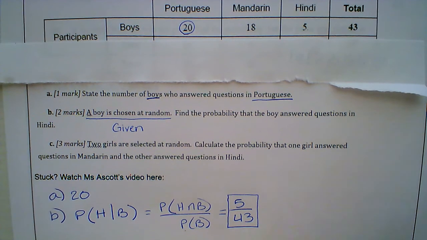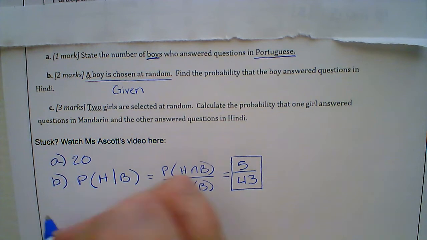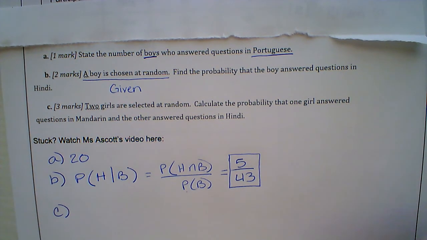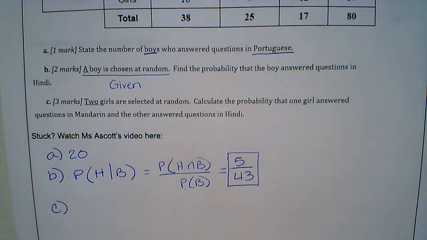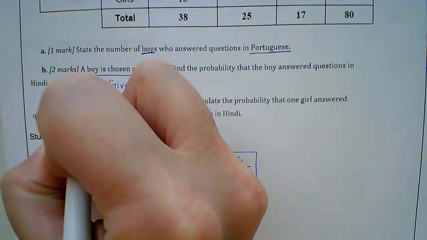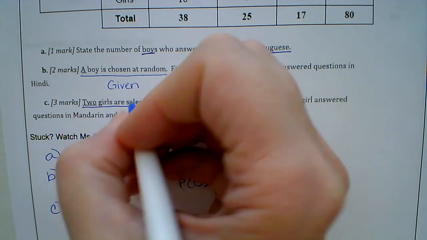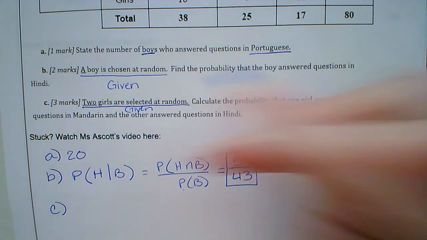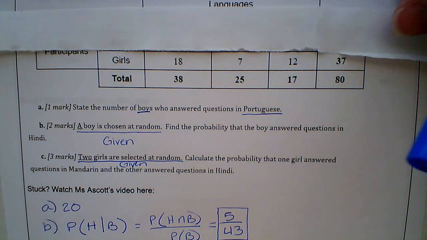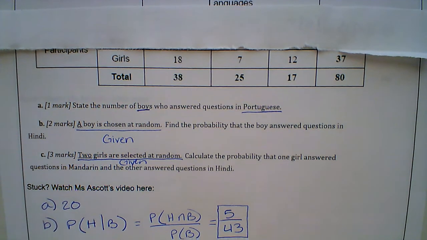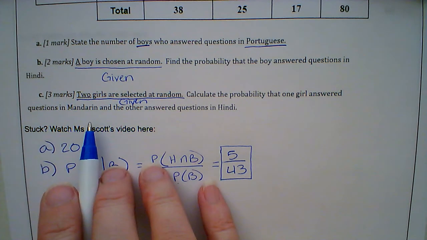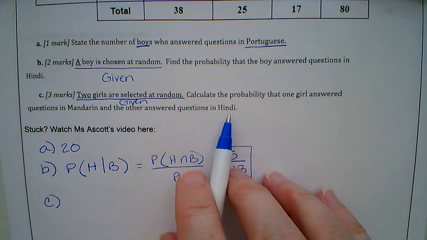Okay. So now let's take a look at part C. Part C has a similar little trick to it, but then there's a second trick that's going to come in. So let's see what's going on with part C. Part C says 2 girls are selected at random. So now I am given that we have girls. So now the boys are the ones that I'm not going to pay attention to, and now I'm going to focus on the girl group. Calculate the probability 1 girl answered questions in Mandarin and the other answered questions in Hindi.